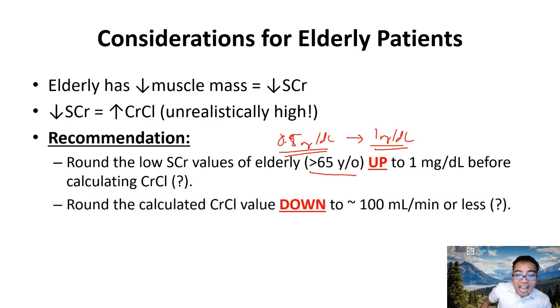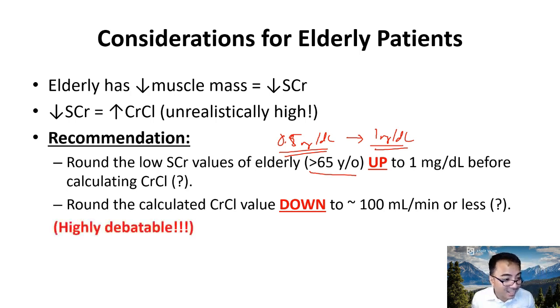Or round the calculated creatinine clearance down to 100 ml per minute or less. Again, these are all highly debatable recommendations. Some doctors say don't bother, just use it as is. Others say we need to adjust the serum creatinine because it needs to be 1 mg per deciliter. So when this situation comes up, class, what will you do? Will I round up the serum creatinine to 1, or round down my patient's creatinine clearance to 100 ml if the computation is over 100 ml?